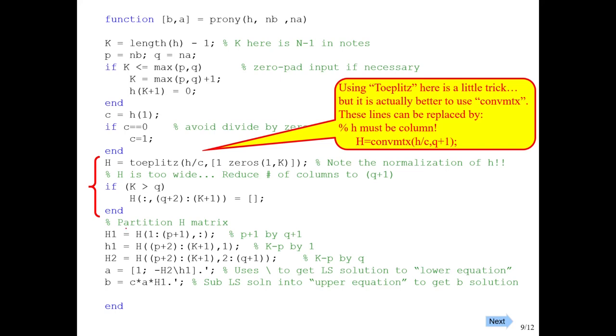And then it just creates all the things, right? It creates the big H1, the little h1, the little h2. And then there's the left divide that creates the A1. And now we've got our A. And then we map that into the B, and we have to unnormalize by the C there. And so now we're done. And that's it. So that's how the prony command works.